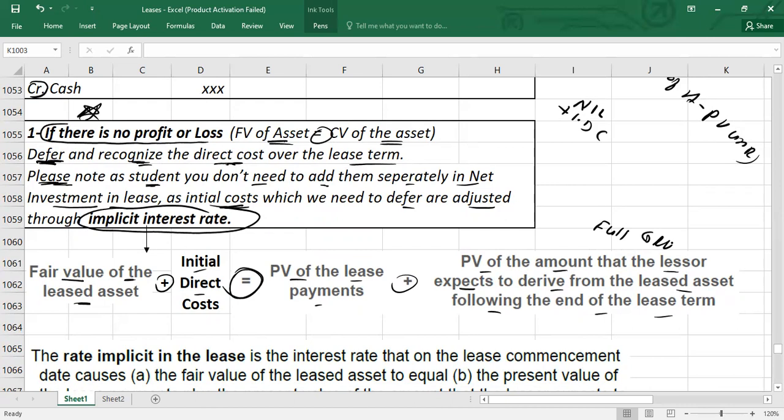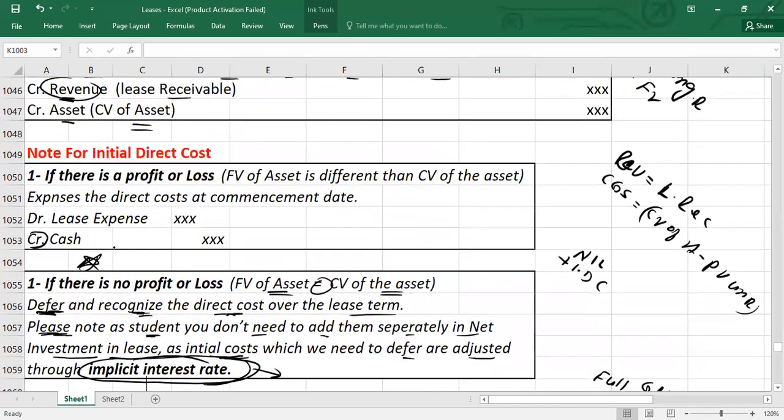It means what I'm trying to tell you, if there is no profit, initial direct cost should be deferred and recognized. And how is it recognized? It is adjusted through the implicit rate. And in your exam, you will be provided with the implicit rate. You are not required to calculate the implicit rate, okay? Because the implicit rate is a finance calculation, and lessors calculate the internal rate of return. You can apply this formula in an Excel sheet also, but it's not your part. So you have to be aware of this part.